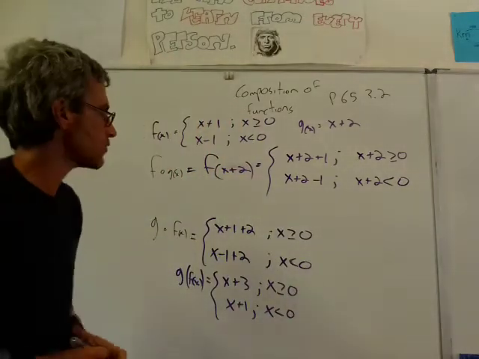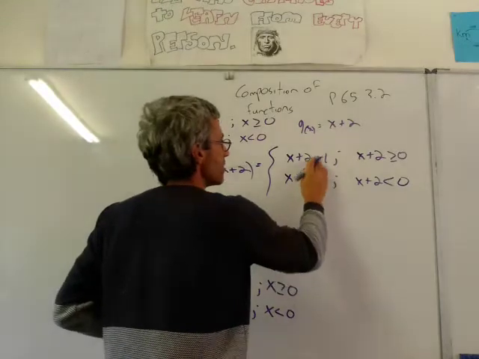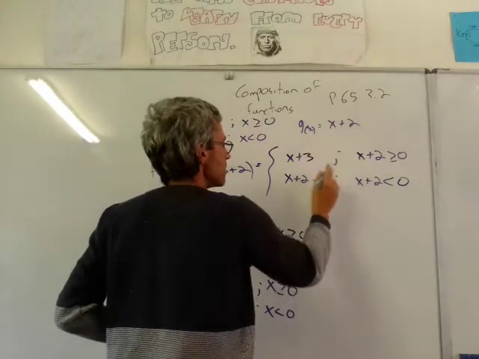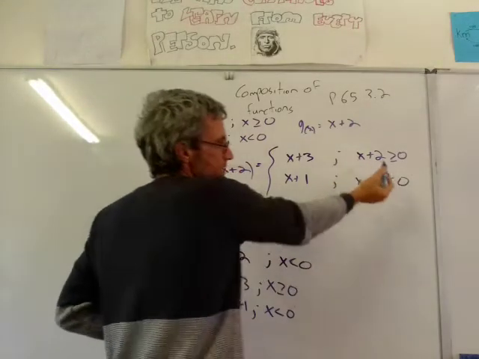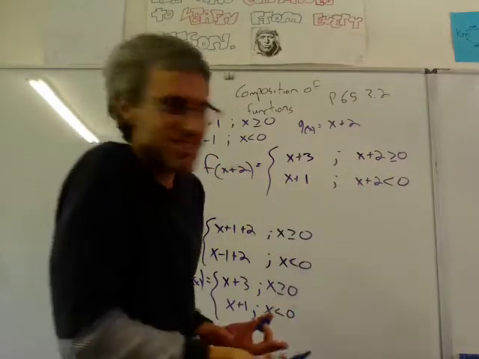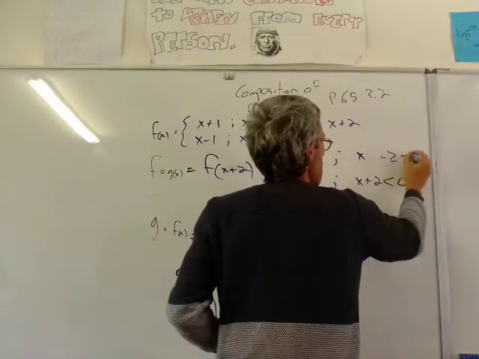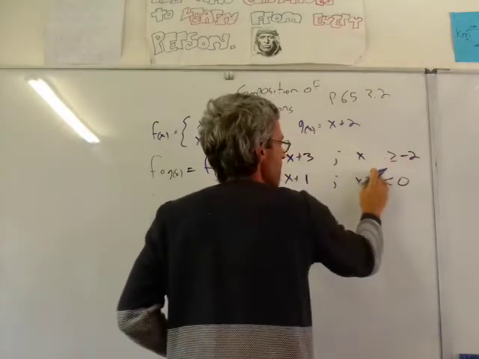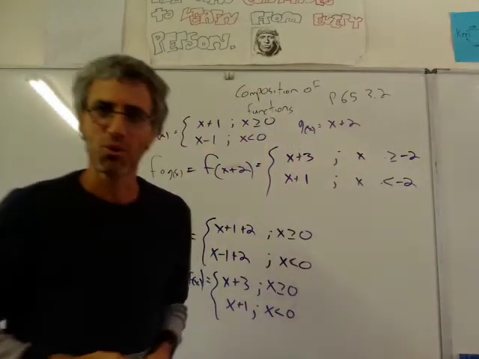I ran out of space here, so if you don't mind, I'm just going to simplify on top here. 2 plus 1 is 3. 2 minus 1 is 1. And it will be nice, just polite, to change that into x larger than minus 2. I just move it to the other side. And here x is smaller than minus 2. It's just more polite to write it like that.